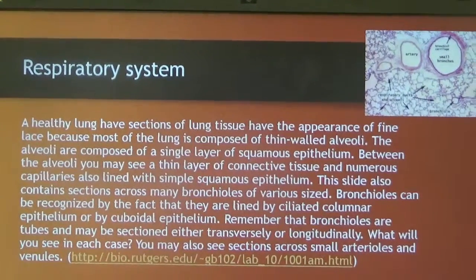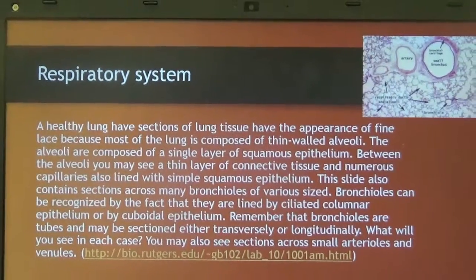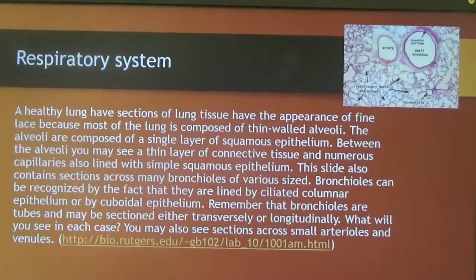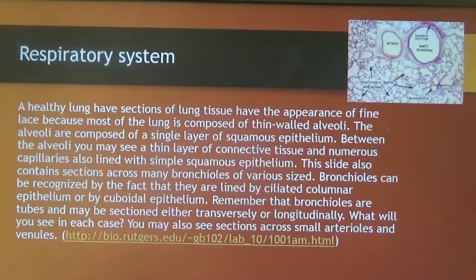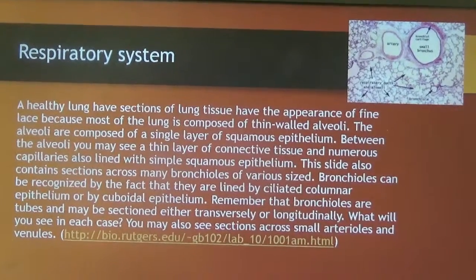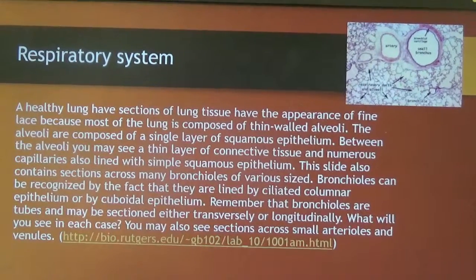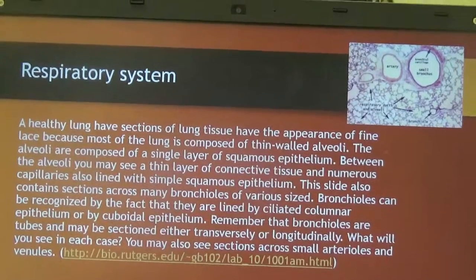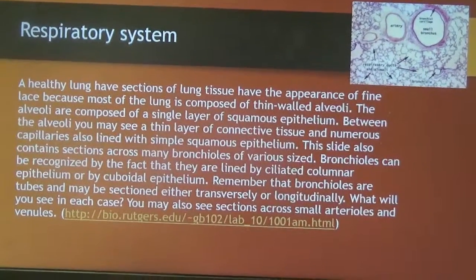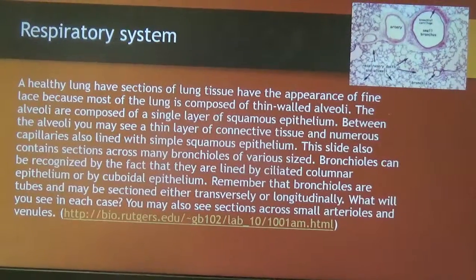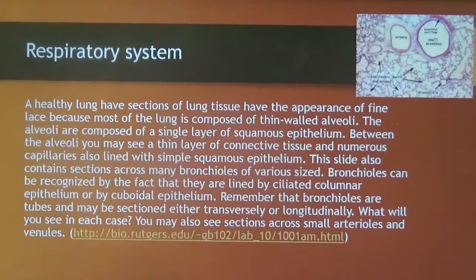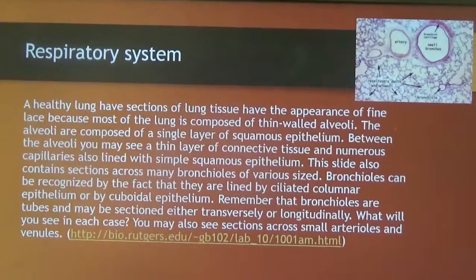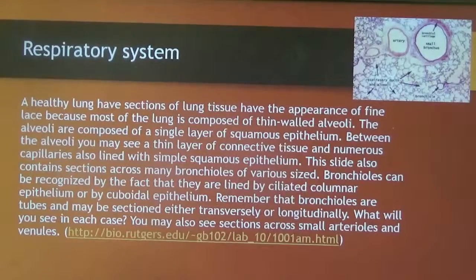Healthy lungs have sections of lung tissue, and they have the appearance of a fine lace because most of the lung is composed of thin-walled alveoli. The alveoli are all composed of a single layer of squamous epithelium. Between the alveoli you may see a thin layer of connective tissue and numerous capillaries also lined with simple squamous epithelium. This slide also contains sections across many bronchioles of various sizes.